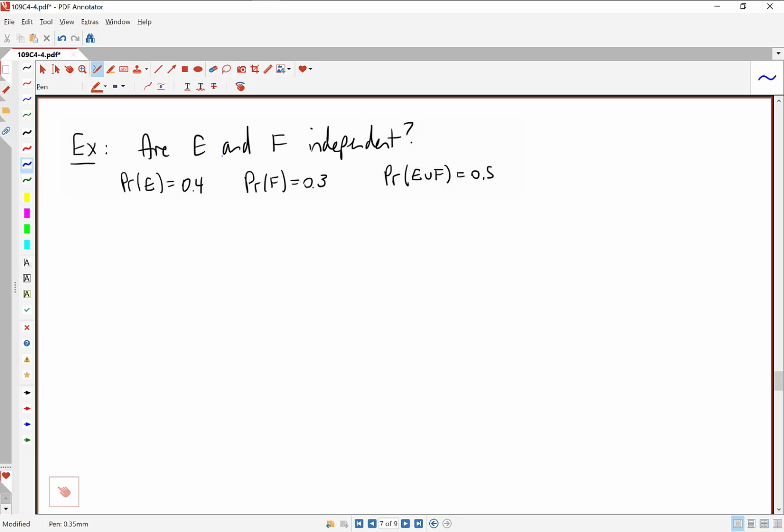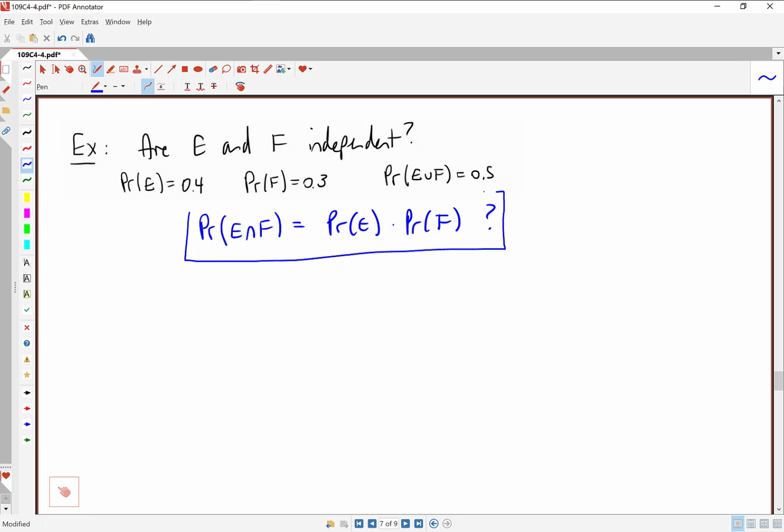Second short example here to practice our equivalent statements, we're going to ask, are events E and F independent? And we're given some probabilities to work with here. Well, the way I would approach this is I would try to decide whether the probability of E intersect F is equal to the product of the two probabilities. So that's the question we're going to ask. If this is true, then yes, the events are independent. And if this is not true, then the events are not independent. So we're going to try to figure out whether this is the case or not.